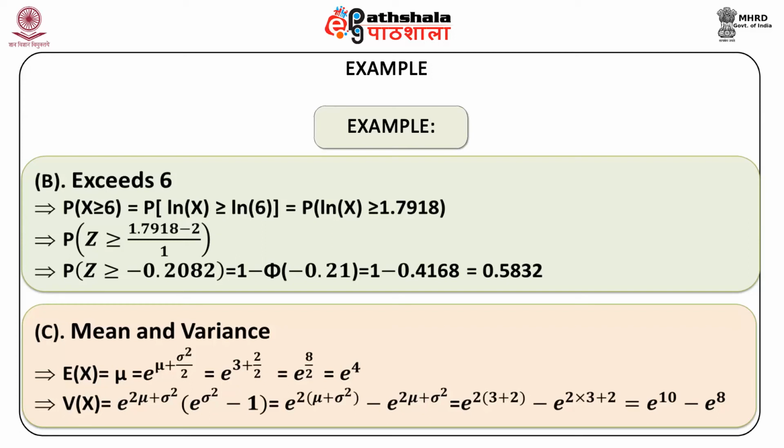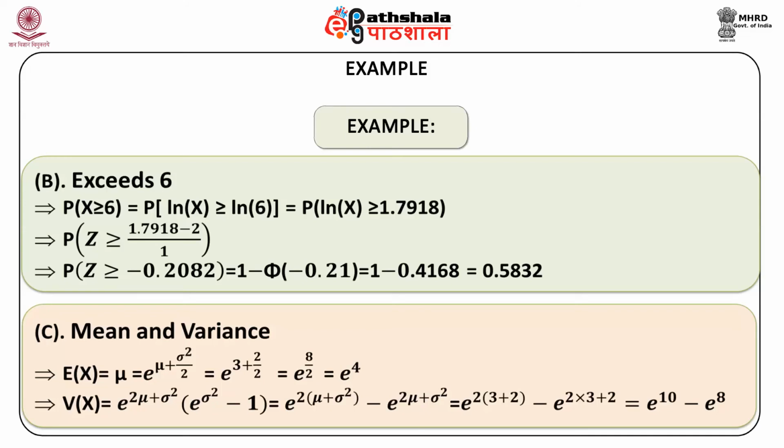We know the expected value of X is equal to e raised to the power of mu plus sigma squared divided by 2, which is equal to e raised to the power of 3 plus 2 divided by 2, which is equal to e raised to the power of 8 divided by 2, which is equal to e raised to the power of 4.